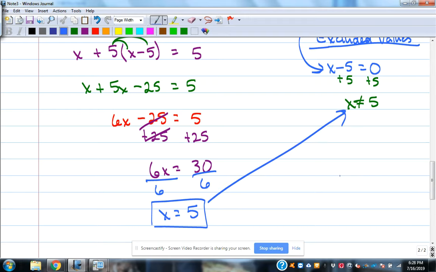That matched my excluded value. What does that mean I do with it? Throw it out. That's not an answer. Because it matched my excluded value, I throw it away. I don't have another answer to fall back on. So what's the answer to this? No solution.